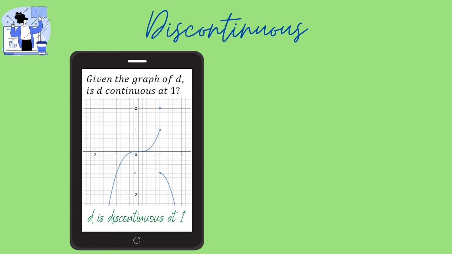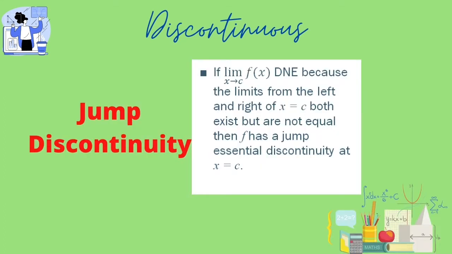Now, given the graph of d, it is discontinuous at 1 since the limit of d of x as x approaches 1 does not exist. This is an example of a jump discontinuity. If the limit of f of x as x approaches c does not exist because the limits from the left and right of x equals c both exist but are not equal, then f has a jump essential discontinuity at x equals c.